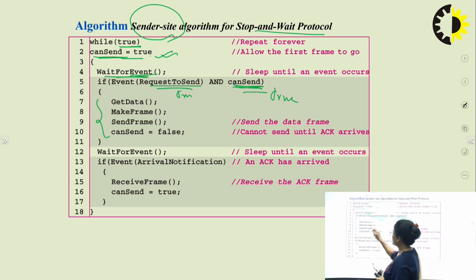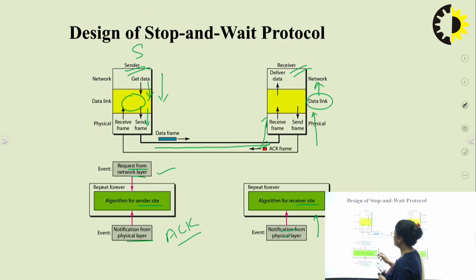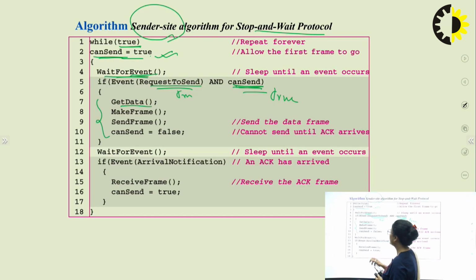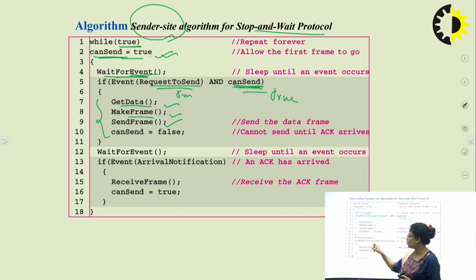So what does this if structure do? It gets the data from the network layer, makes the frame, and sends the frame. Once one frame is sent, it cannot send one more frame till the acknowledgement has been received. To do so, it uses the flag variable canSend, which is set to false now because the frames are being transmitted. It will be set to true once an acknowledgement from the receiver has been received.